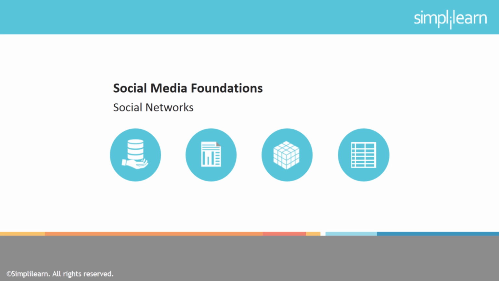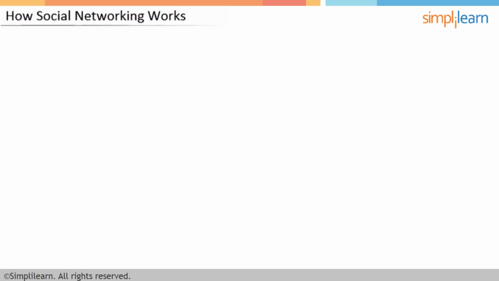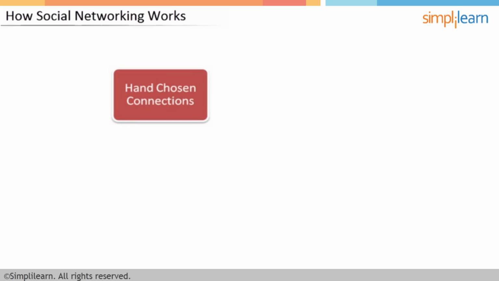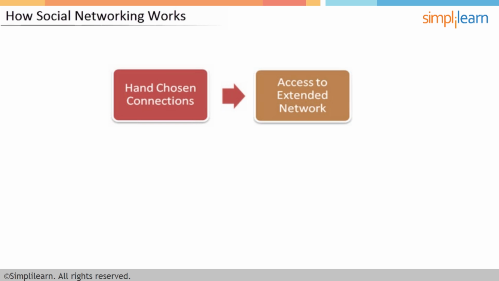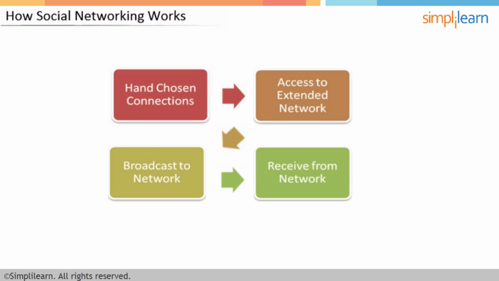Social networks. What do social networks give you? You can hand pick your connections. You have access to extended networks. You can broadcast on networks, as we saw on Twitter, and you basically receive communication and information from your networks. It's a two-way dialogue. It isn't a monologue. It isn't an advertiser-only platform. It is a conversational platform.